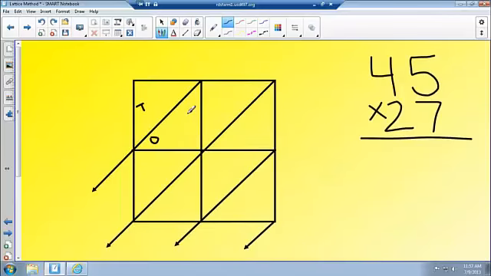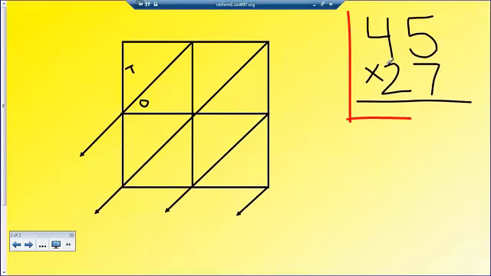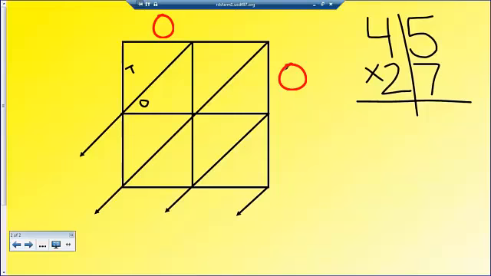Now that we have our lattice grid made, let's begin with the double-digit by double-digit multiplication problem, 45 times 27. I'm going to split apart the digits in my factors to put one digit over and next to each box of my lattice grid. I'm separating each number into tens and ones.